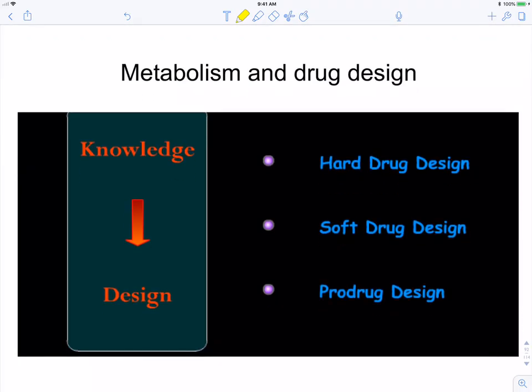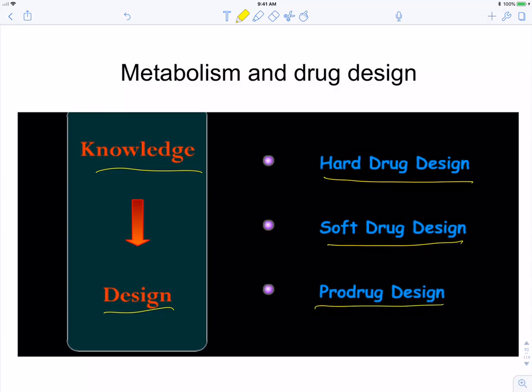So why is all this important? Well, one of the reasons is that we can modify the structure of a drug to either prevent or utilize metabolism for our purposes. So knowing the metabolism helps us in designing in several ways. We can design hard drugs, so drugs that resist metabolism. We can design soft drugs, so drugs that are slightly toxic or that we only want to have around for a limited amount of time, such as procaine and lidocaine, which are local anesthetics. And so by designing a drug that gets inactivated rapidly, we control the duration of action.